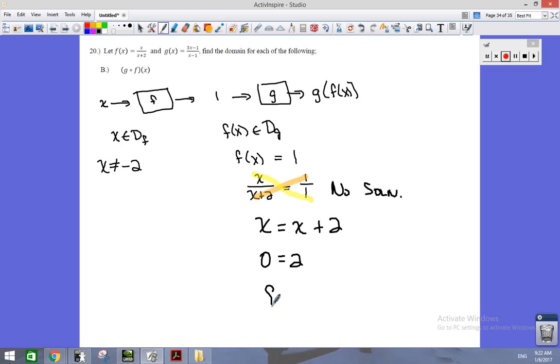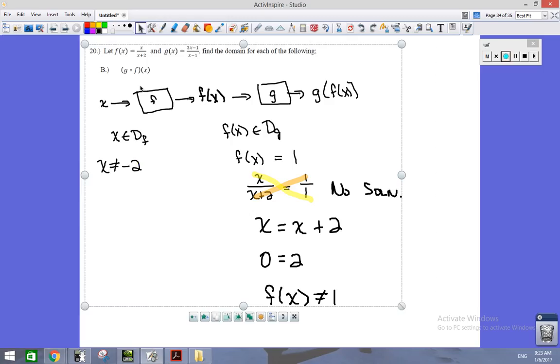That means there is no value in the domain that we would ever plug into f that would produce an output of 1. G is always going to be happy. G will never see the value 1. So f of x is never going to be 1, and G smiles. The only problem f has is with x equals negative 2. So that's our domain for G composed with f: all real numbers except negative 2.